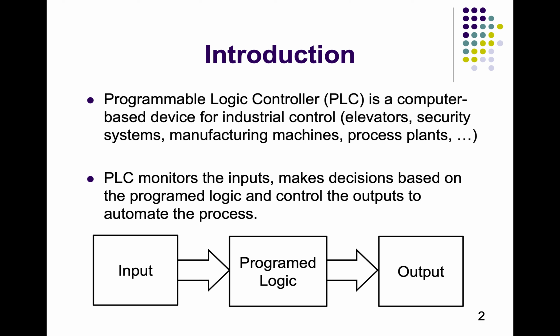So a PLC constantly monitors the input to see what is happening to its surrounding or what is happening to the process. Then it makes decisions based on whatever logic we have programmed. Then it will control or adjust the outputs according to the change in the input. That way it will automate the process.